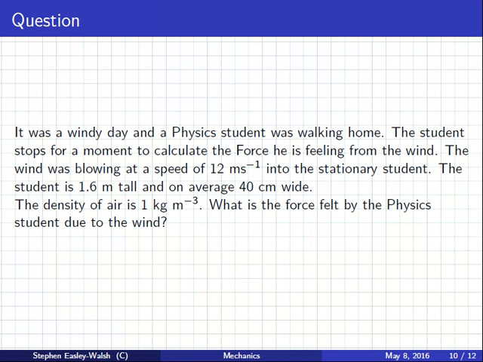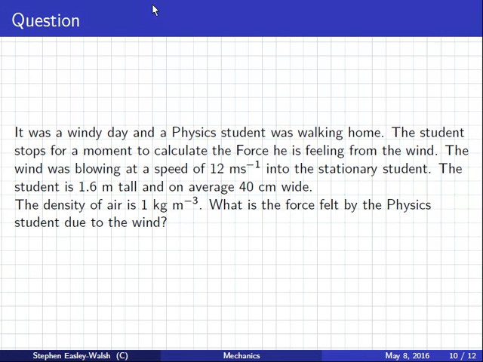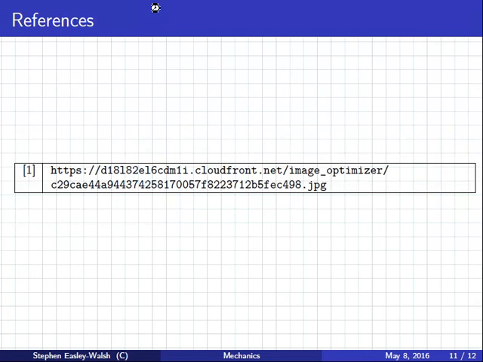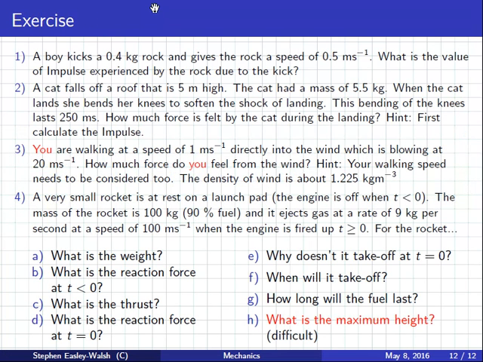So, there's another example now. By the way, I should say that both these examples I'm doing, I've seen them in past exams. The rocket example, and also this wind example.